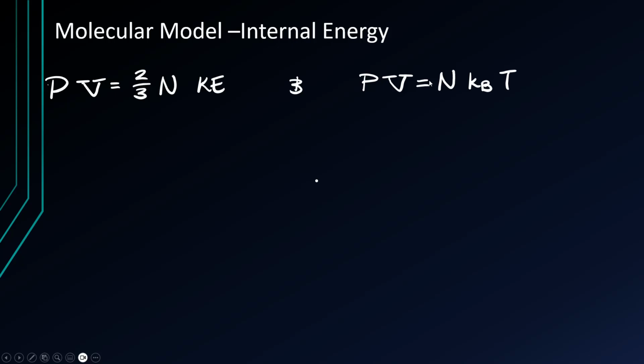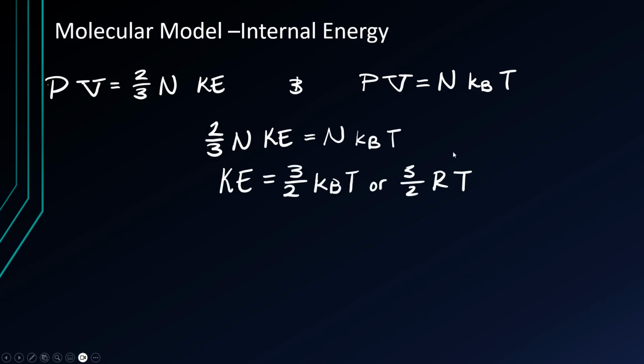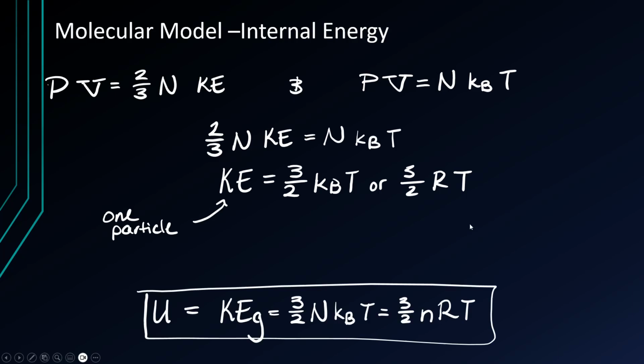Well, I also know that pressure times volume is equal to my number of particles times the Boltzmann constant times temperature, right? My ideal gas law. I can state that 2/3 N times kinetic energy is equal to N Boltzmann constant temperature. Rearrange, and the kinetic energy of one particle, because my N's canceled out, so now I only have one particle, is 3/2 Boltzmann constant times temperature, or 3/2 RT.